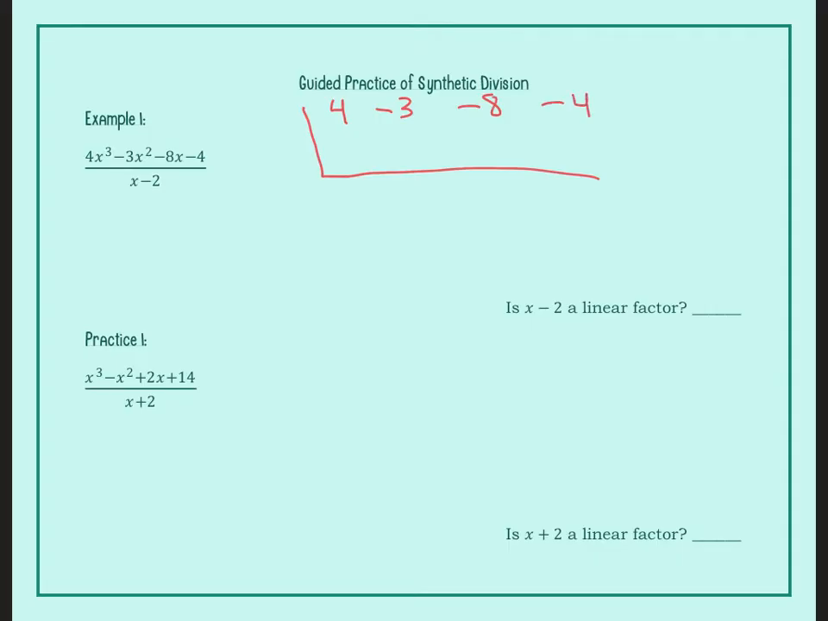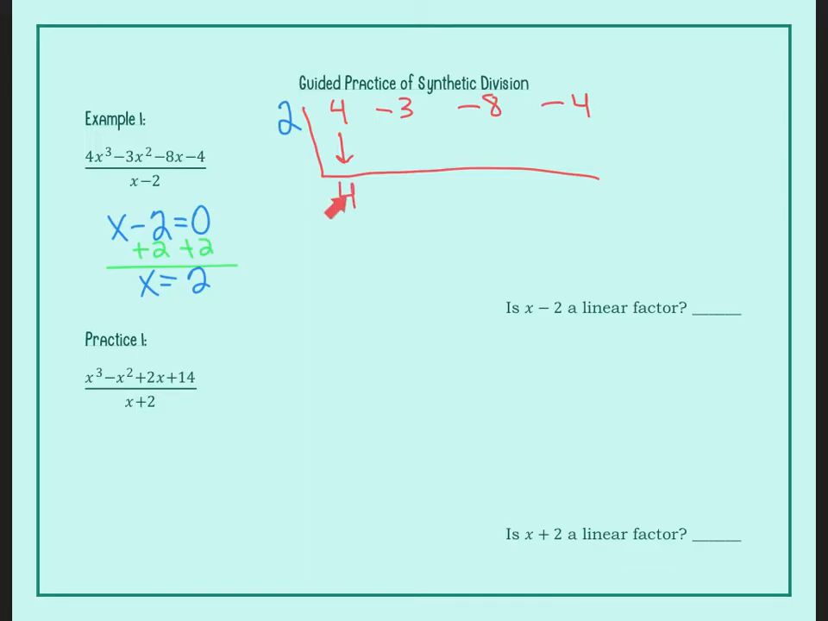Then what goes on the outside is we're going to take our denominator and we're going to set it equal to 0. So we're going to go ahead and add 2 to both sides. And we have x is equal to 2. So we're going to divide when x is equal to 2. The first step is always going to be to bring that first term down. So we have a 4.